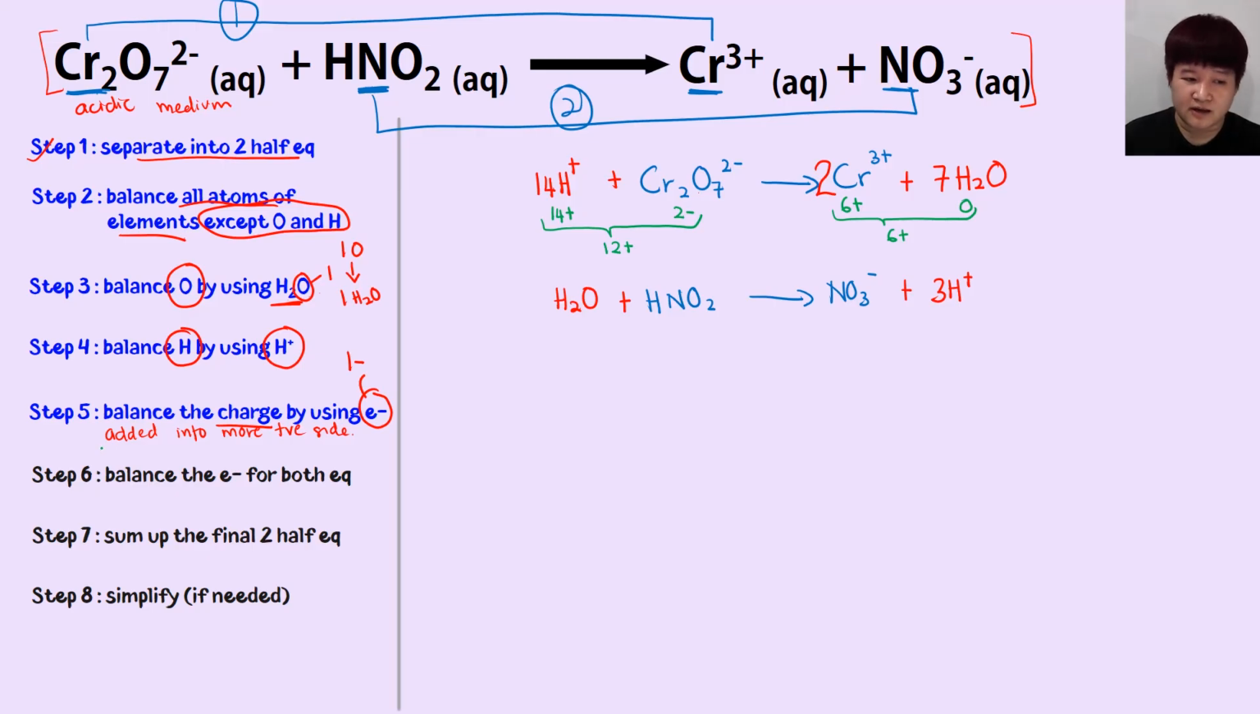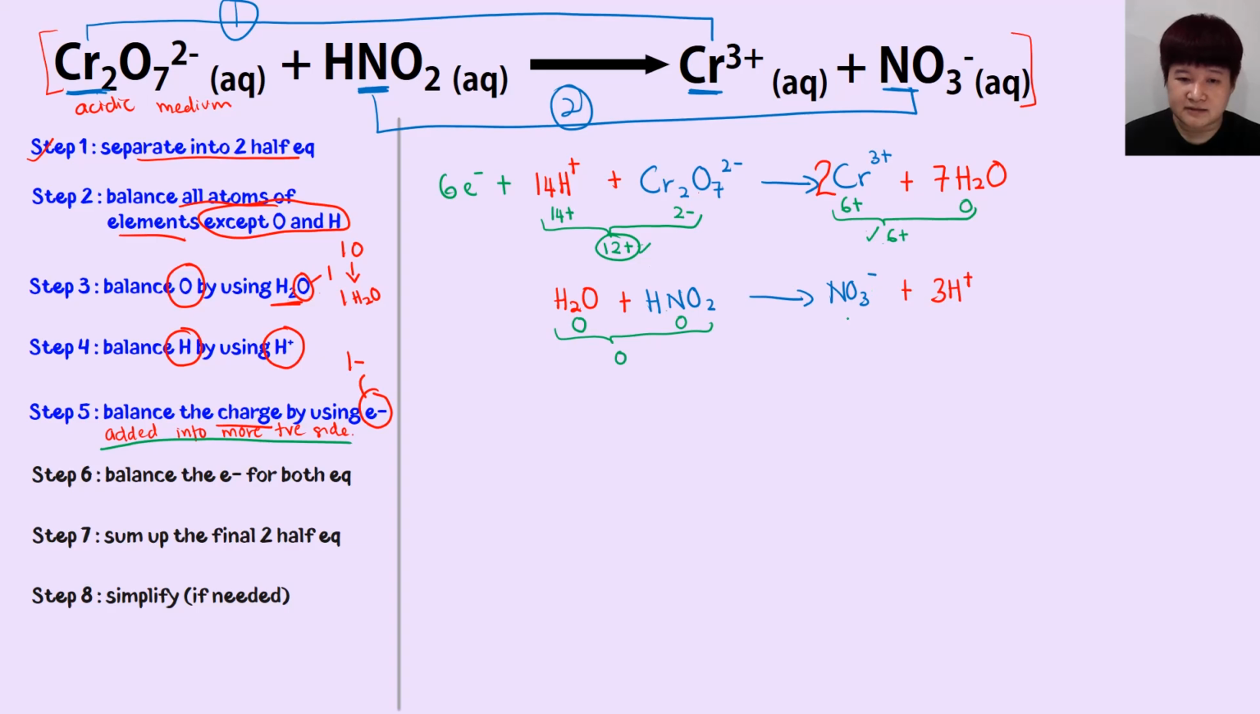Like we discussed just now, electrons must be added to the more positive side. Who is more positive now? Your reactant, 12 positive. So how many electrons will be added? It will depend on the difference between the total charges. I have 12 positive and 6+. The difference between them is 6. So I'm going to add in 6 electrons on the reactant. The second half equation, let's try. H2O is 0. HNO2 is 0. So the total over here will be 0.